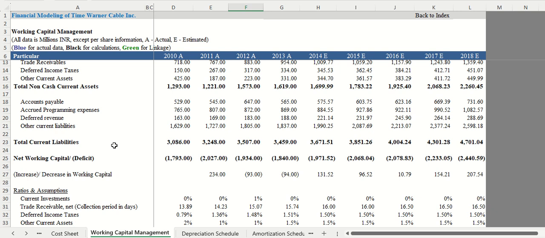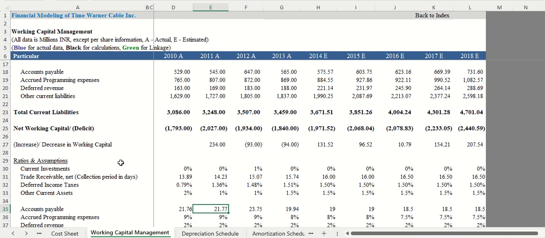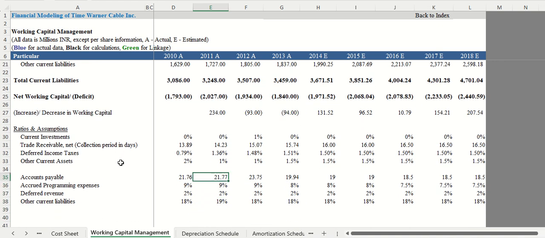If we want the increase or decrease, there's a different method for that. Let's say the net increase or decrease in the particular expense. This is defined on the basis of the ratios and the assumptions. Let's say current investments, trade receivables percentage, deferred income tax, etc. Other current assets is 1% or 1.5% for the company. Then accounts payable goes from 21.7% to 18.5%. Accrued programming expense 9% to 7.5%. Deferred revenue is 2%, and other current liabilities 19% to 18%.